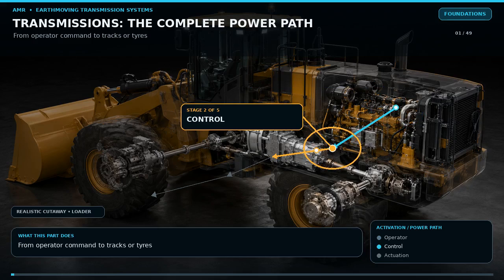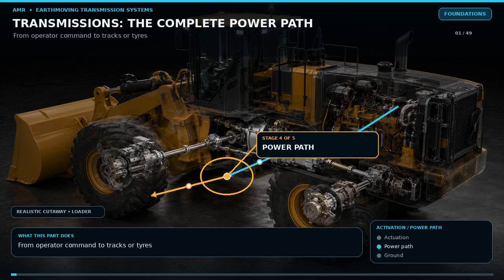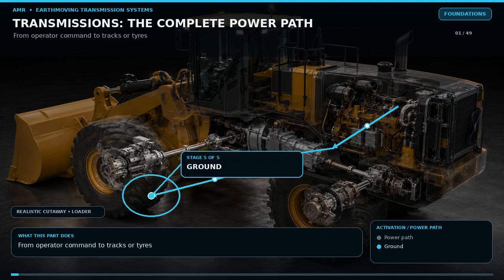We will not only name the parts. We will follow every command. You will see what the operator moves, which interlock must be satisfied, which controller or linkage responds, which solenoid or valve moves, where pressure travels, which clutch, pump, motor, or gear becomes active, and how torque finally reaches the tires or tracks. The exact arrangement differs by manufacturer and model, so always use the correct service information for the serial number. But once you understand these common building blocks, unfamiliar machines become much easier to diagnose.